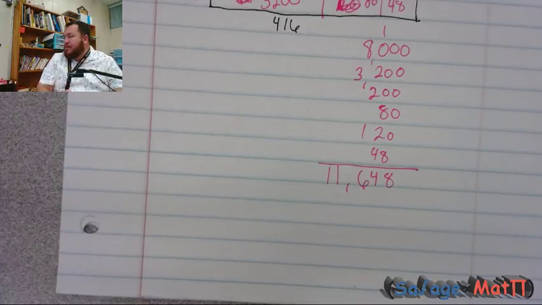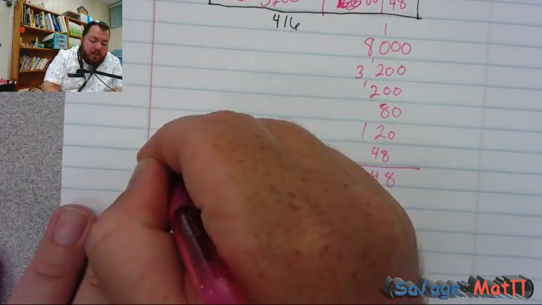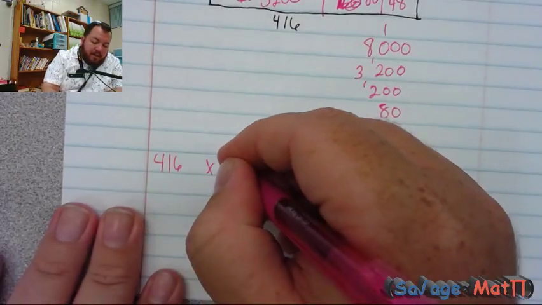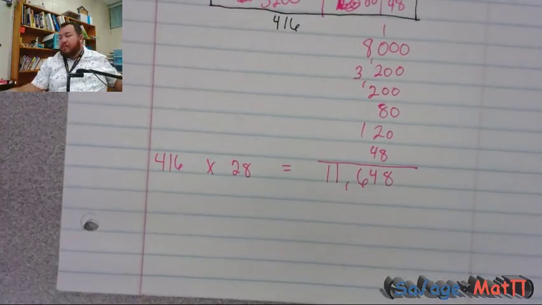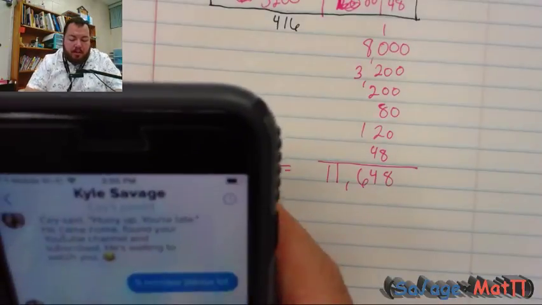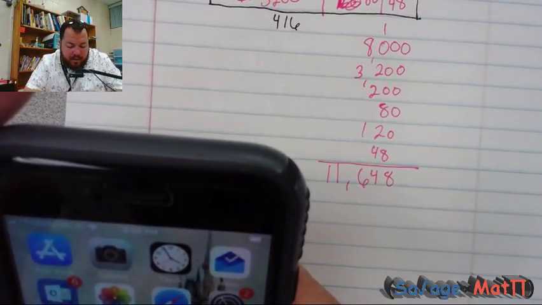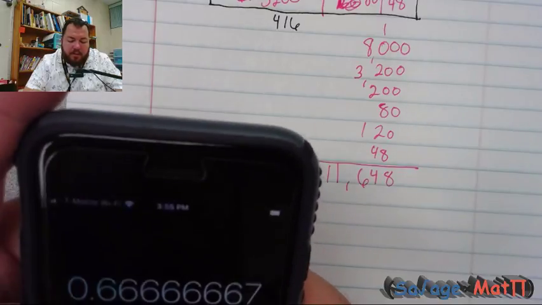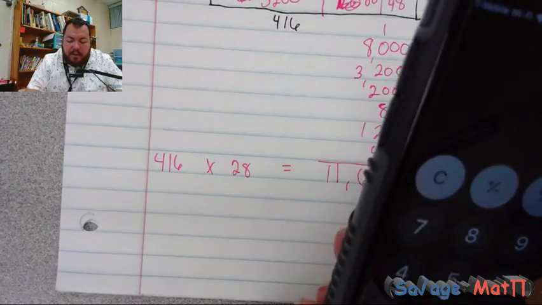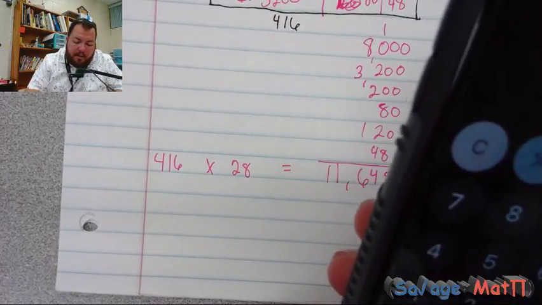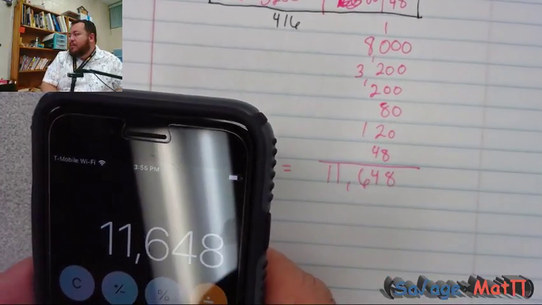So what that means, you're good, Robert, is that 416 times 28 equals 11,648. And I'm going to check my work. You can estimate to check your work, but after you get done with 6th grade, you get to use a calculator. So let me pull up my phone, my calculator. I'm going to clear this out, and I'm going to enter 416 times 28. And that equals 11,648. So I know I did it right.